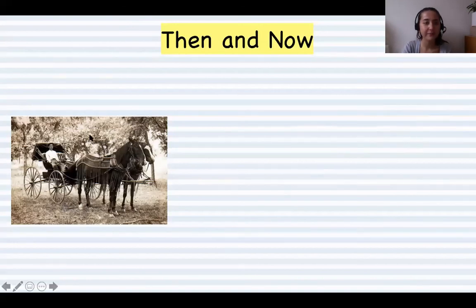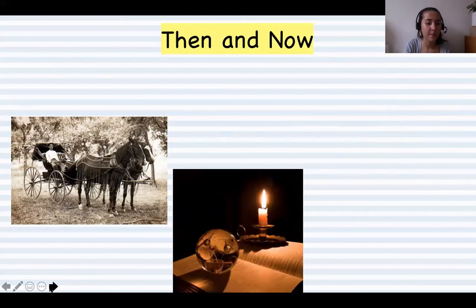So back then, okay, people used horses and carriages. There was no such thing as a motorbike. There was no such thing as a scooter or a car. So people used horses and carriages to get around.